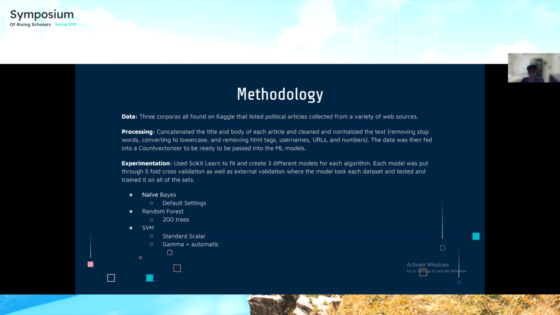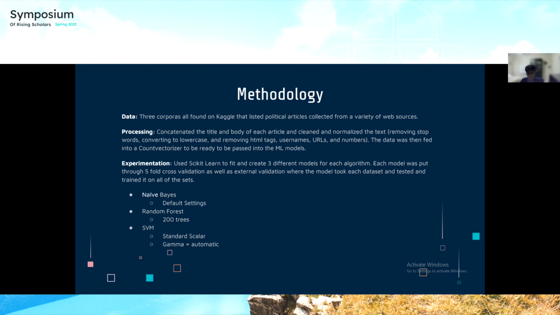In that process, we remove the stop words, which are essentially words that are irrelevant to sentiment analysis. For example, words like the and a, which can be used a lot, do not contribute to understanding fake versus real news, and therefore are removed. We also convert the text to lowercase, remove HTML tags, usernames, URLs, and numbers. And finally, the data is then passed into what is known as a count vectorizer, which essentially processes the data so that it can be understood by the machine learning models.